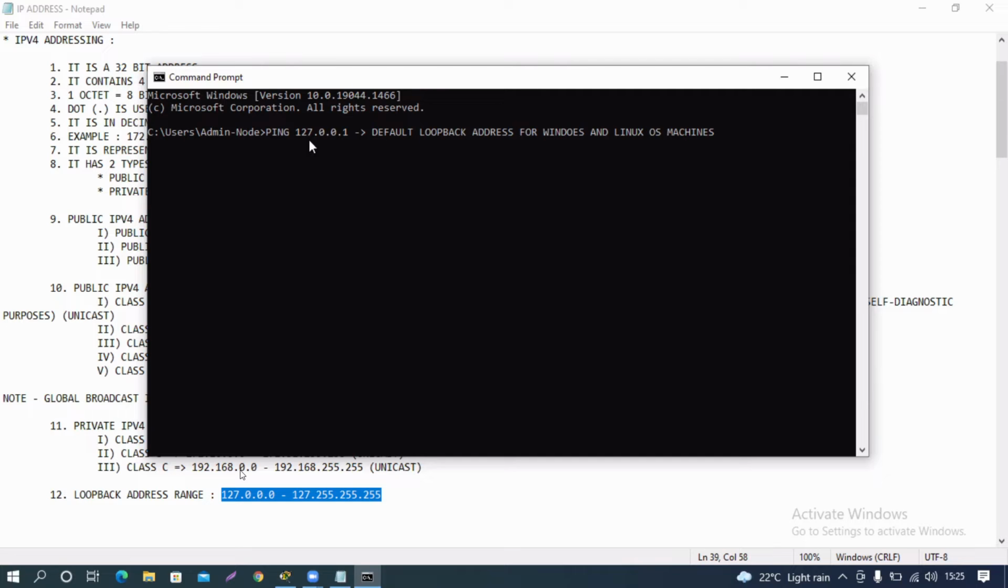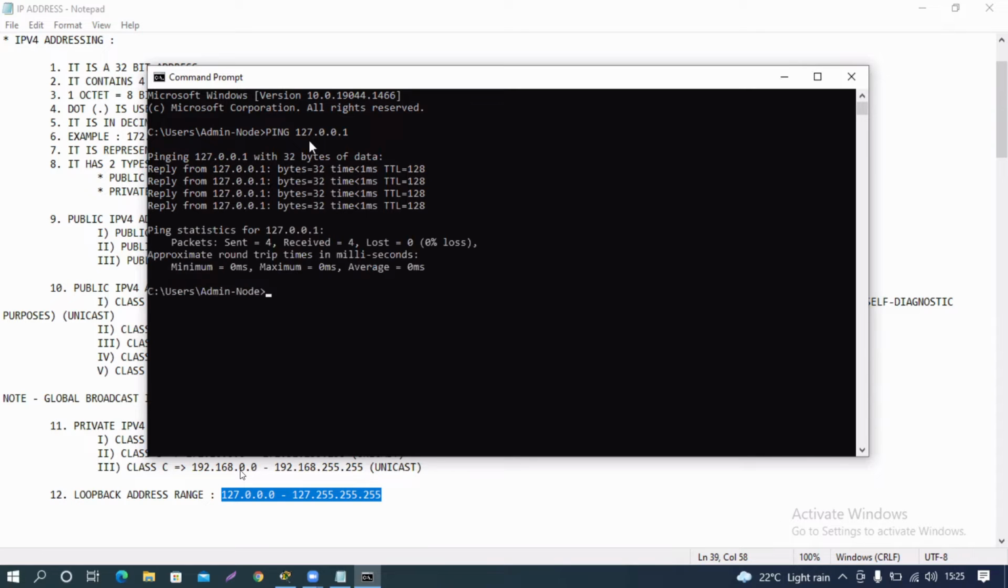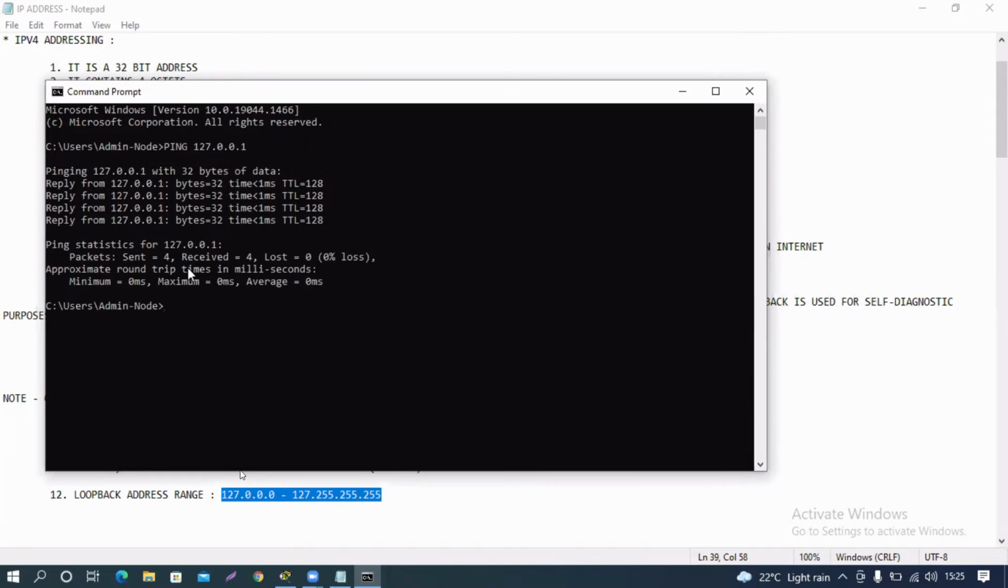So what exactly you can do is simply type that address and hit enter. When you press enter, you can see some output is coming. This output basically tells you how many packets you have sent in total, 4 packets. How many packets you have received?